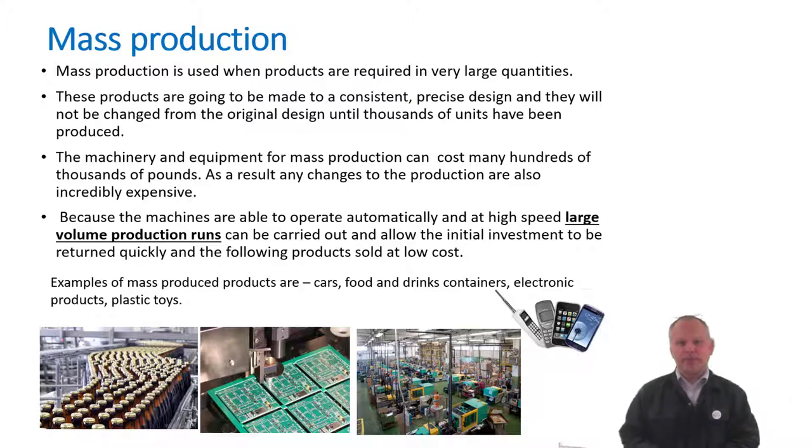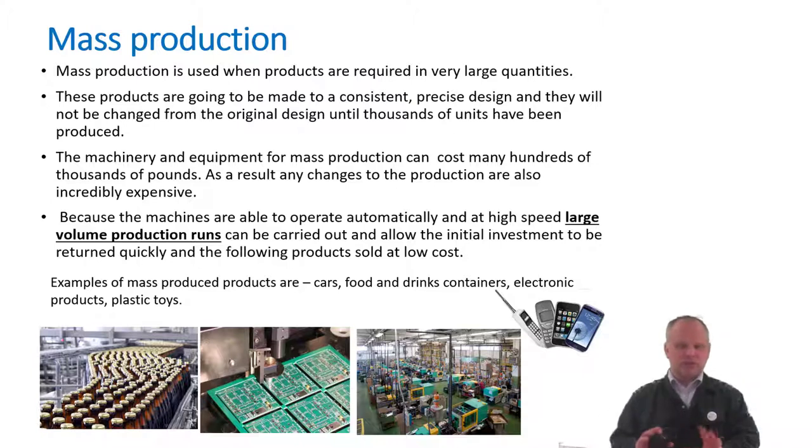Okay. Mass production is used when products are required in very large quantities. So you wouldn't make 1,000 in mass production. You're talking about 10,000 or above. If you were to walk around a mass production factory, you would see a number of machines producing the same product at a very high volume, which means a very quick rate. So you might have 10 lathes, which are all CNC set up to manufacture a bunch of products, and they would do that all day, every day, for a period of time until all of the products have been made.